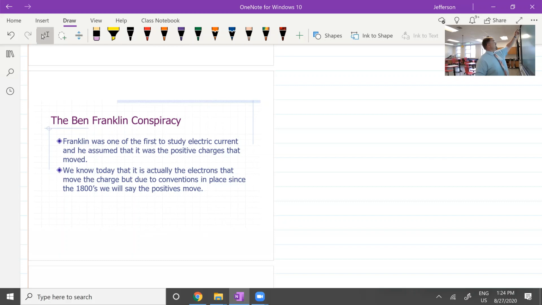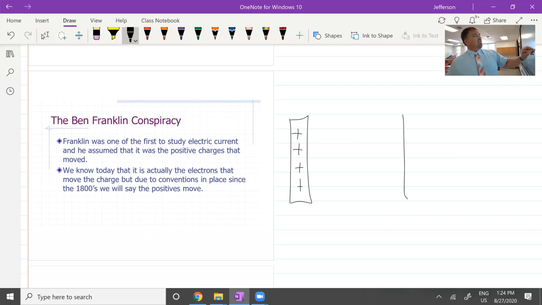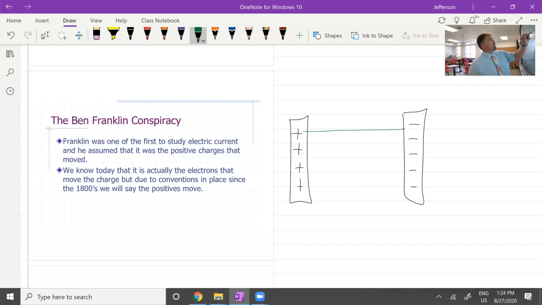So if this is a positively charged object, and this right here is a negatively charged object, and we put two conductors there, here you have a conductor right here. Our regular one states that the electrons, and this is what happens in reality, are going to flow from the negative to the positive. And this is what's called electron flow.